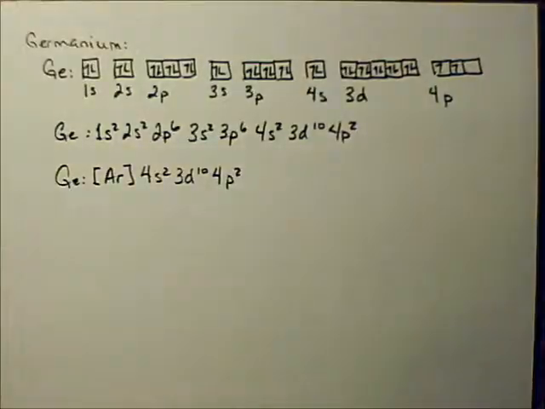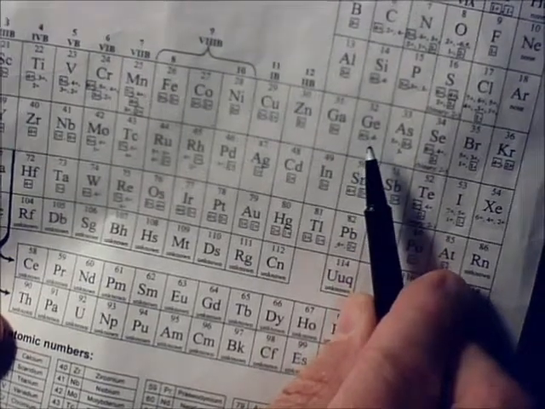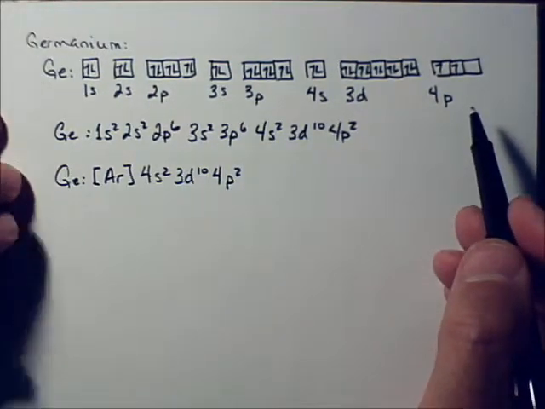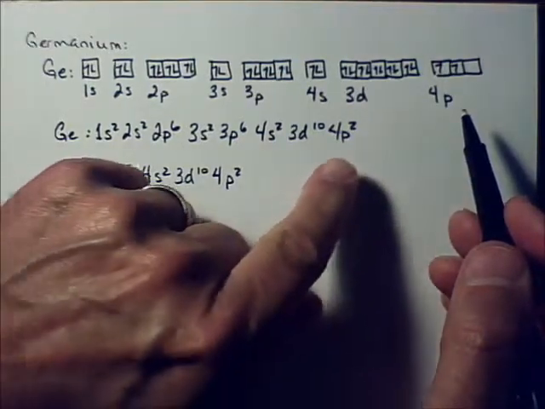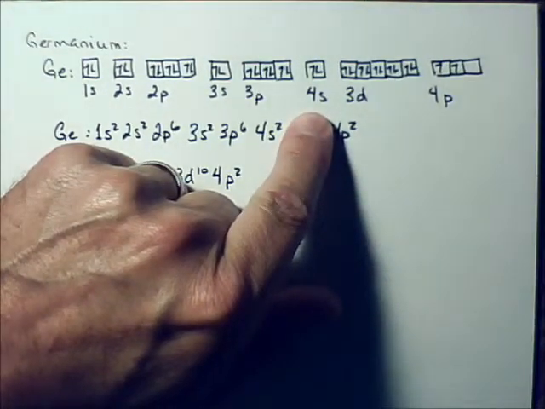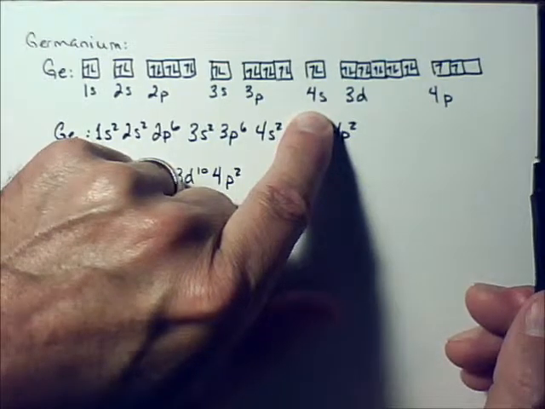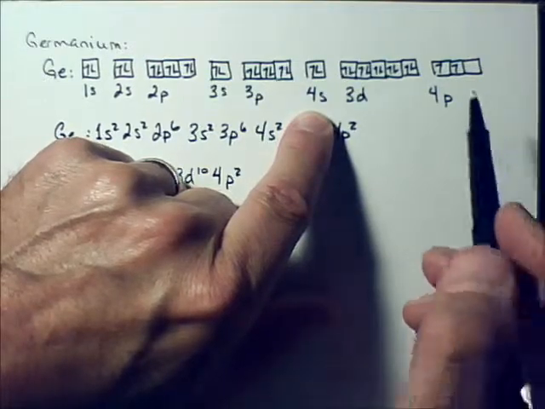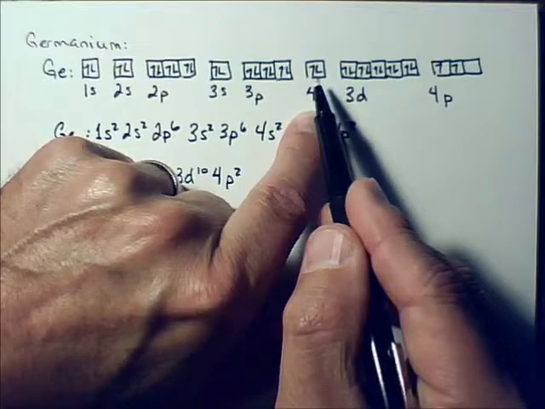Alright, so if we look at the periodic table with oxidation numbers, we see that germanium has two possible oxidation numbers, 4 plus and 4 negative. So the question is, from this orbital notation, where do we take the electrons from to get that 4 plus charge? Well, the answer is you take it from the highest primary energy level first. And what's the highest primary energy level? 4. So these two and these two are going to go away first.